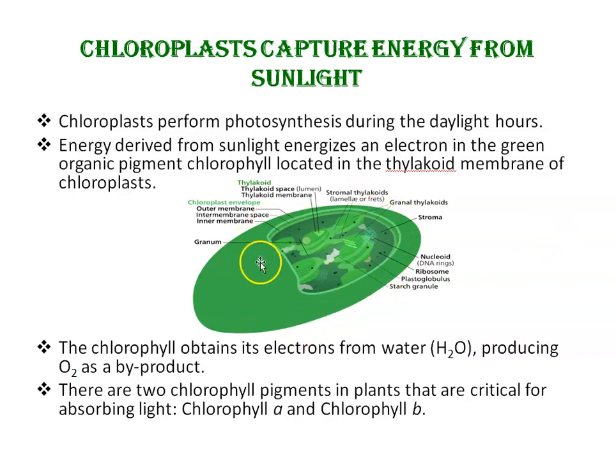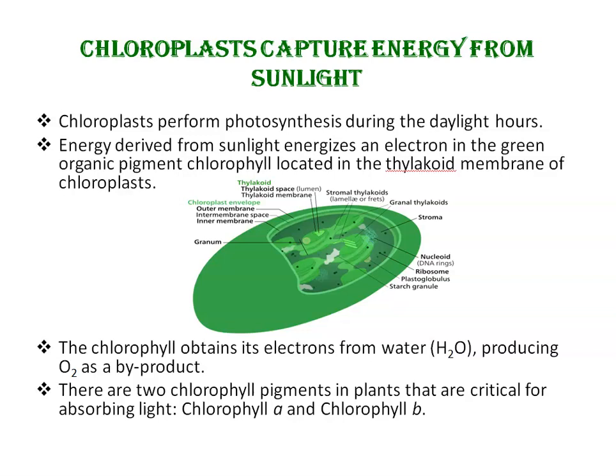This is a chloroplast, and here this is the outer membrane of the chloroplast, inner membrane, intermembrane space, and these are the grana, right? What is grana? Grana is a coin-shaped stack of thylakoids, right? So this is a thylakoid, here is the thylakoid space, and this is the thylakoid membrane. So the chlorophyll pigment is located on the thylakoid membrane, right? So chlorophyll obtains its electron from water, producing oxygen as a byproduct.